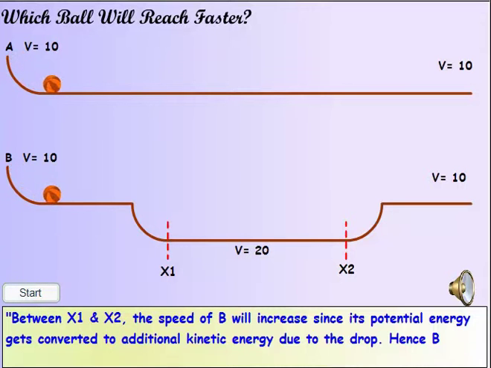When the ball in the second case goes through the drop, due to the decrease in potential energy, its kinetic energy increases, and therefore its velocity increases, and it covers the distance between x1 and x2 faster than the ball on the flat track. Ultimately, they reach the finish with the same velocity, but the ball that goes through the drop reaches first.